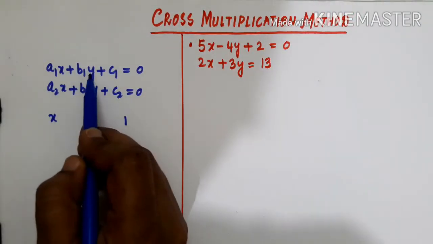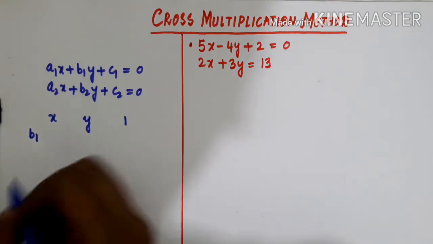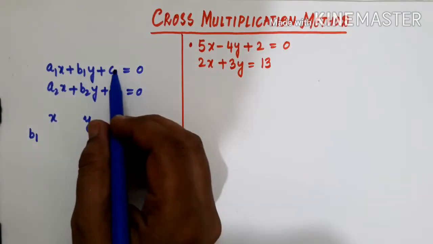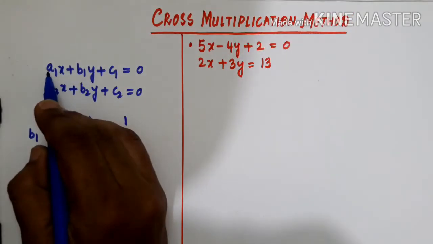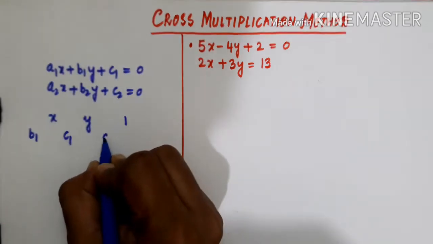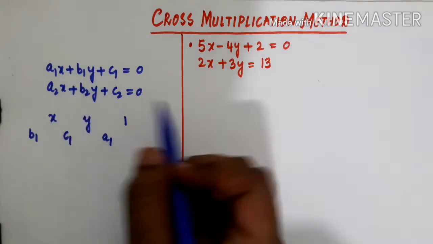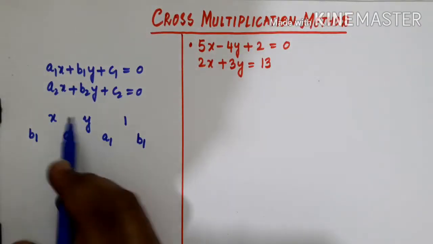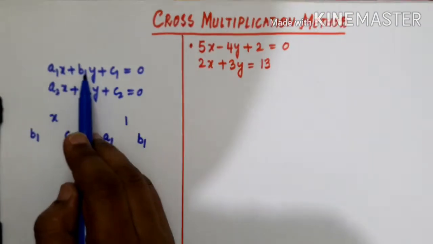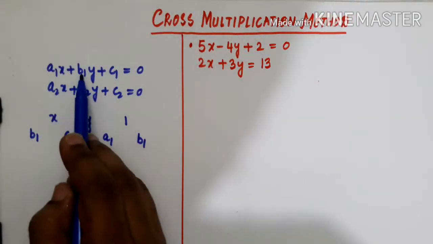First, from the middle term we will start. The coefficient of y is b1, so let us write b1 here. Then the constant, whatever constant is there, the same constant you need to write. Then next will be the first term. What is the coefficient of x? It is a1. Now again you come back to the second term, the coefficient of y, which is b1. You have to start from here and end up here only: b1, c1, a1, then again b1.